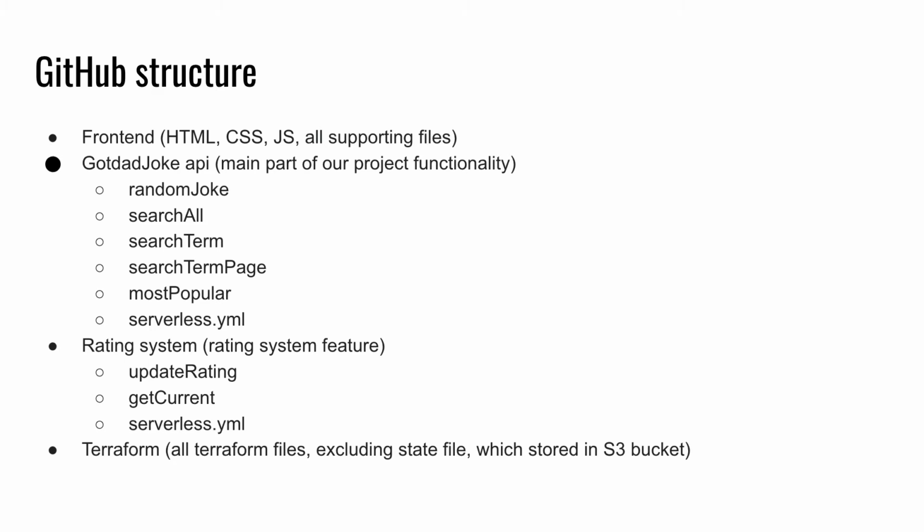GotDadJoke API repo, which is basically the main part of our project functionality, the rating system repo, and also Terraform, where we store all Terraform files. GotDadJoke API and rating system each has its own serverless YAML file with all the configurations.